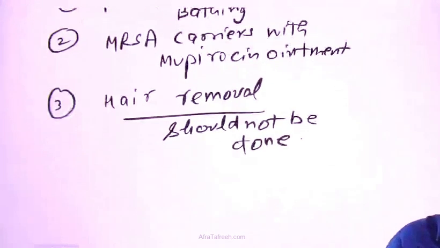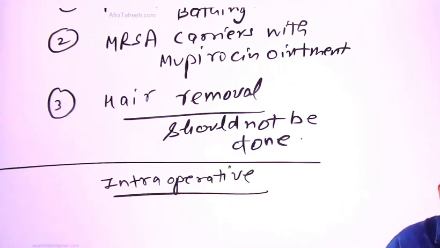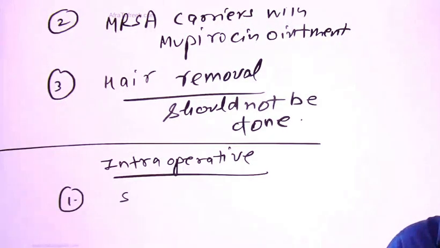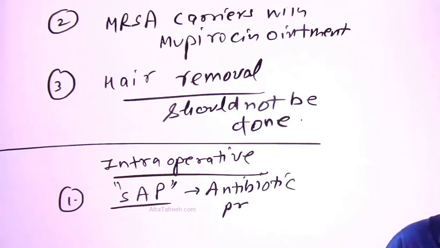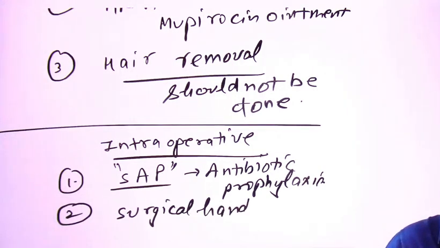Okay, so these are the various steps which you can follow for the prevention of surgical site infection. And certain steps you can do when you are doing the surgery. Okay, that is the intraoperative measures. The first one is SAP, that is systemic antibiotic prophylaxis, that should be given properly. Basically the antibiotic prophylaxis will prevent these types of infections.